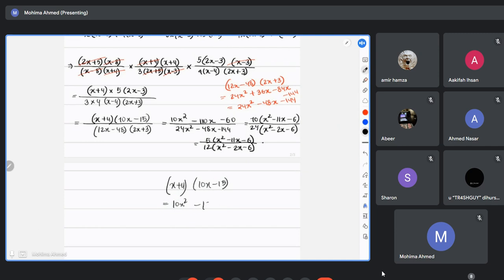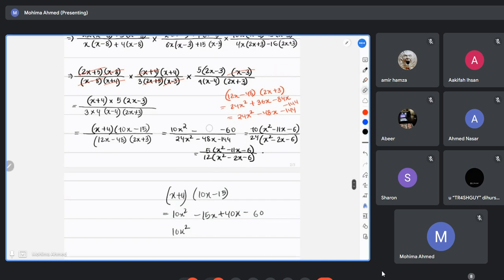X multiplied with 15 is 15x, and then again you're going to get plus 40x minus 60. That is 10x squared, minus 15 plus 40 is 25. Right, positive 25 it should be. Okay, in that case, oh wait, then I think we have to take different common factors. 1 minute. It was actually positive 25x minus 60.